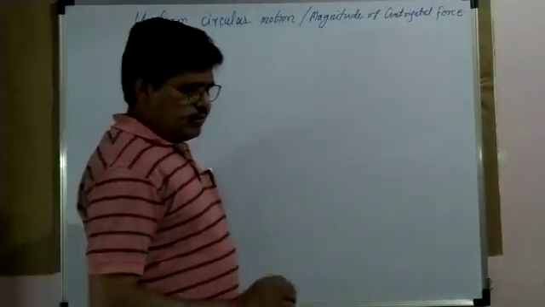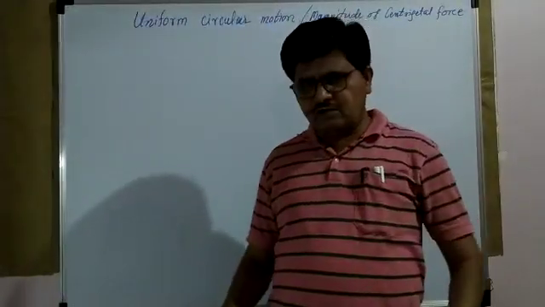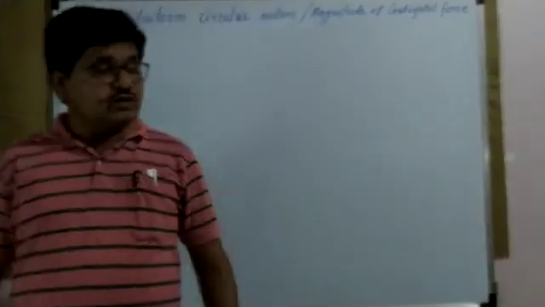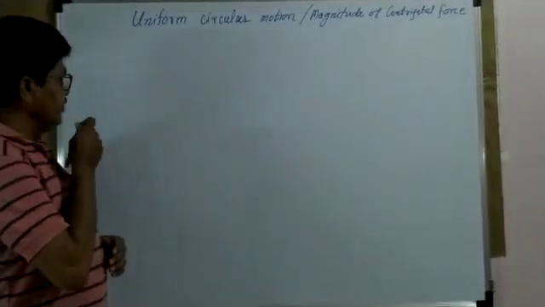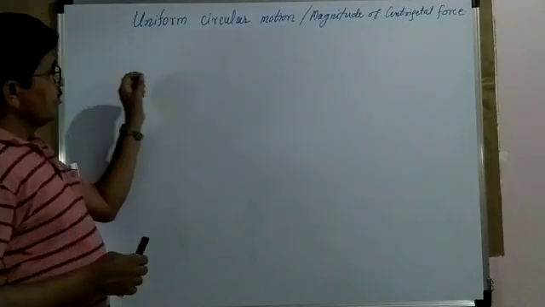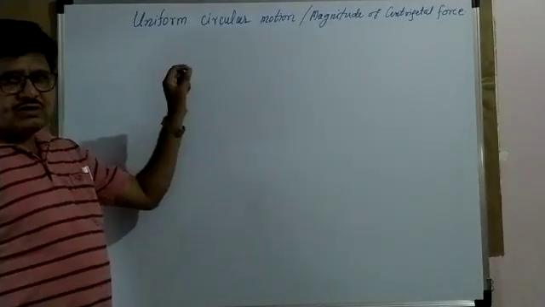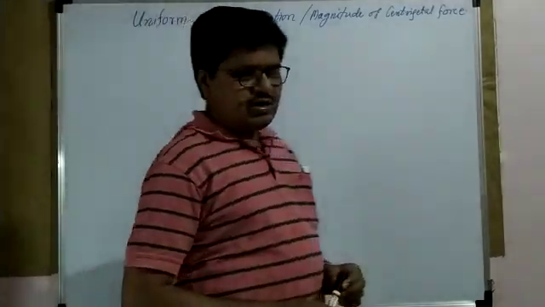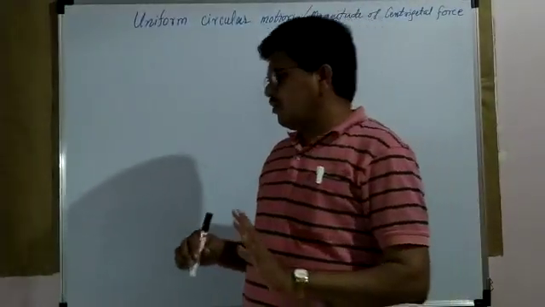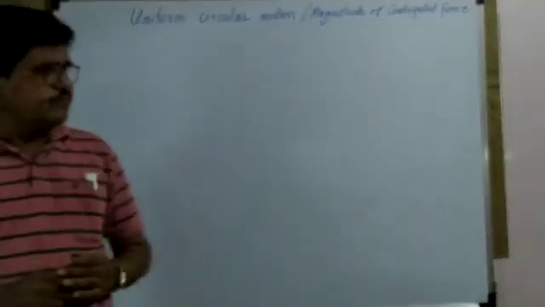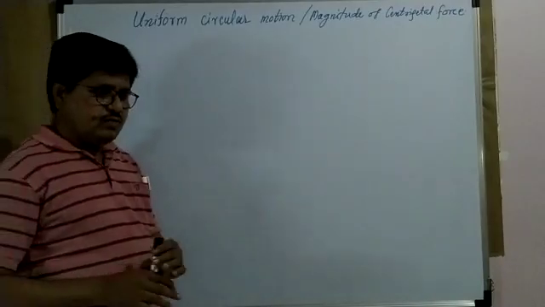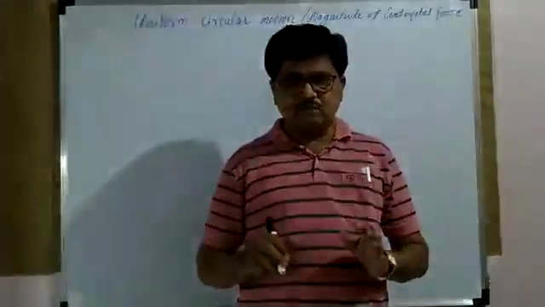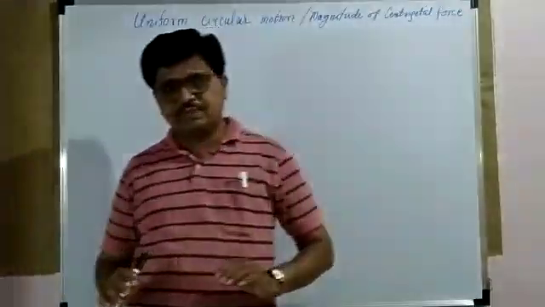But what do you mean by uniform circular motion? A body covers equal distance in equal intervals of time in a circular motion is known as uniform circular motion. You have studied that the centripetal force is responsible for the body moving in a circular motion.